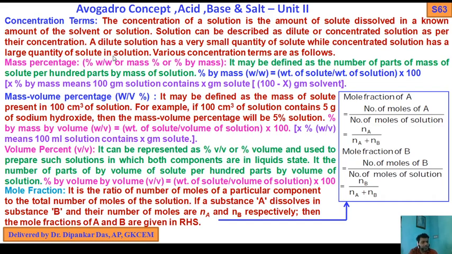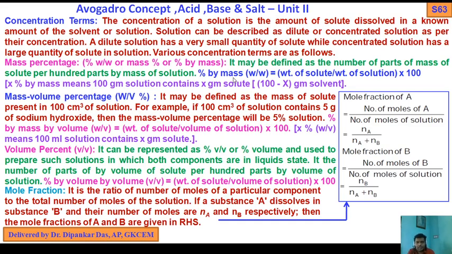First, mass percentage, W by W, mass by mass, weight by weight. It may be defined as the number of parts by mass of solute per 100 parts by mass of solution. Again, I repeat, it is the number of parts by mass of solute per 100 parts by mass of solution.